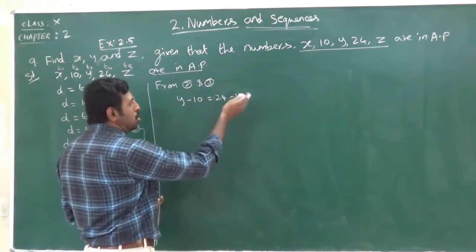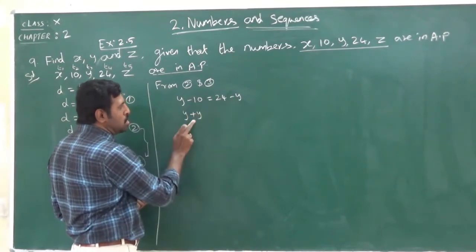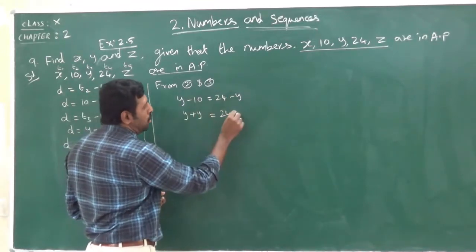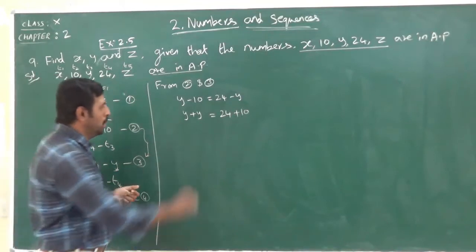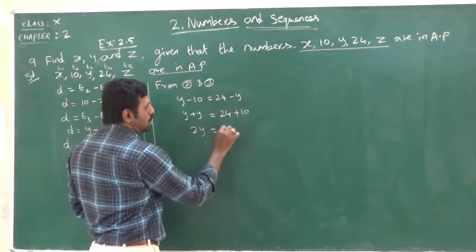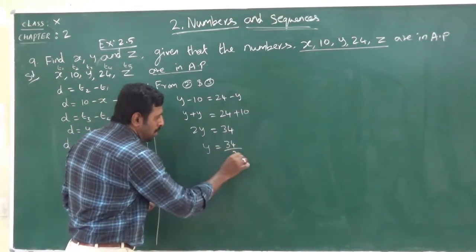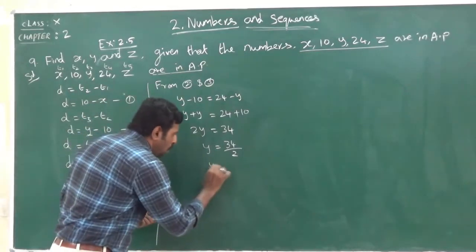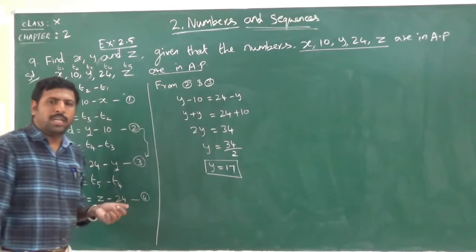So I take the constant term to one side and the variable term to the other side. Minus y turns to plus y, and here we have 24, which is minus. If you take it to the other side, you get plus. Then y plus y is 2y, is equal to 34. Then y is equal to 34 divided by 2. It is multiplication, so if you take it to the other side, it will be divided. Then y is equal to 17. So one of the variables, y, is found.